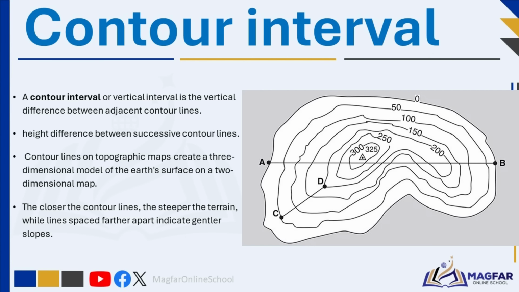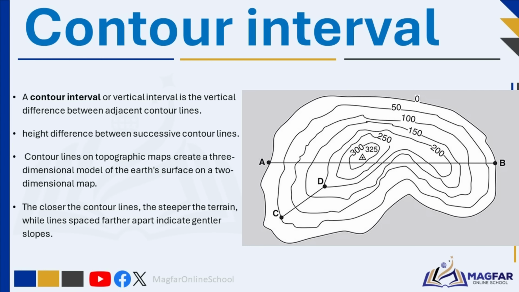A contour interval or vertical interval is the vertical difference between adjacent contour lines. You can also say a contour interval is the height difference between successive contour lines. By studying contour lines or reading contour lines, one can visualize the shape and relief of the land.